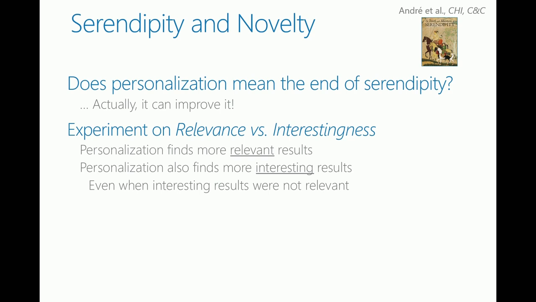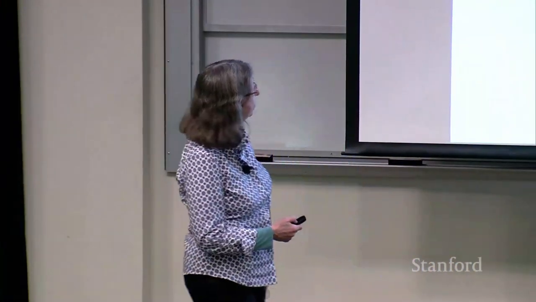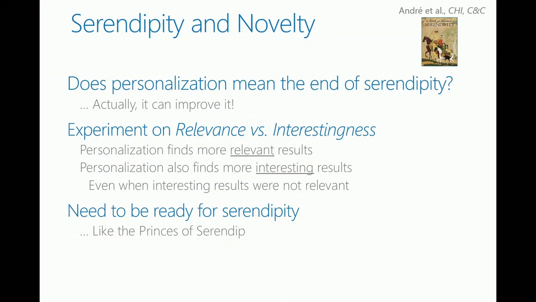Now, personalization, not surprisingly, finds more relevant results. That's what you'd hope. It also found more interesting results, even when the interesting results were not relevant. And I think the reason for this is when people talk about serendipity, they don't want random things. They want things that are related and grounded in something about what they already learn and do, and push out in interesting directions. And so that's why personalization helped, I think, in spite of the fact that the results might not have been relevant. They were grounded in something about the individual, and provided ways to expand in ways that were not completely random. So like the princes of Serendip in the old fable, you need to be ready for serendipity. And I think personalization actually provides kind of guardrails about not going too far off things that are relevant and interesting.